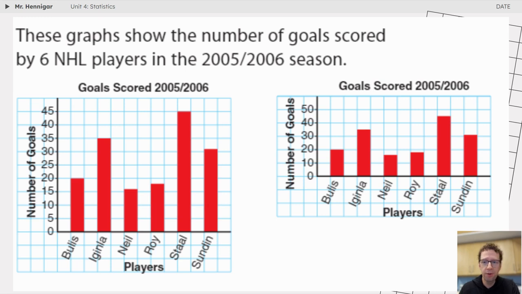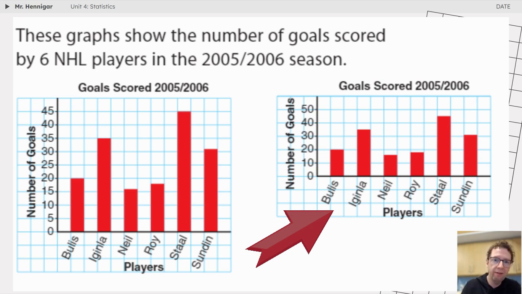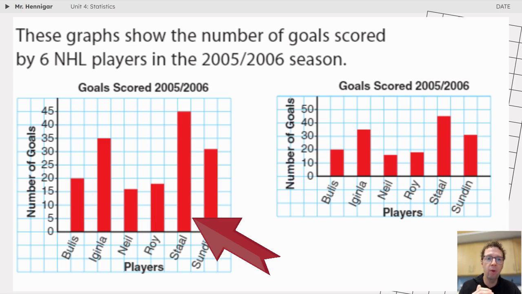All right, so there's no real wrong answer. It really is an individual preference. But for me, when I look at the graph on the right, players like Sundin and Aginla actually look really close together. But when I look at the graph on the left, it's more clear that Aginla has way more goals. So when you have a scale with smaller numbers, it's easier to see those differences between things.